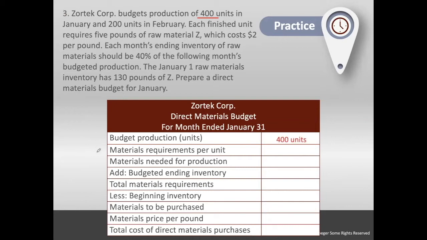Now we have to figure out how many materials we need to make those 400 units. What is the materials requirement per unit? It's 5 pounds of our material Z. How much materials do we need to purchase, how many pounds, in order to make these 400 units? For this one here, you would multiply 400 units times 5 pounds equals 2,000 pounds.